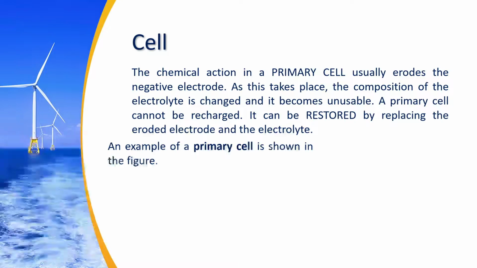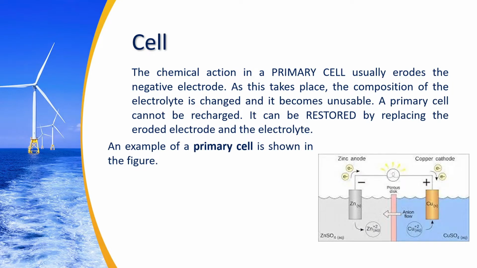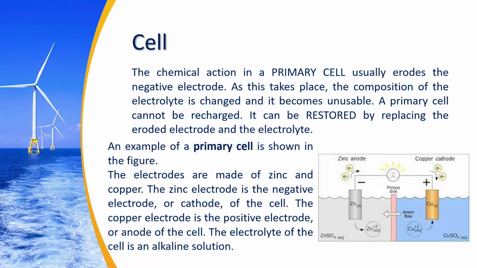So, an example of a primary cell is shown in the figure. Okay? So, meron tayong tinatawag na dalawang electrode, yung zinc saka yung copper. So, the electrodes are made of zinc and copper. The zinc electrode is the negative electrode or cathode ng cell. The copper electrode, siya naman yung positive electrode natin or yung tinatawag natin na anode sa cell. So, the electrolyte of the cell is an alkaline solution.